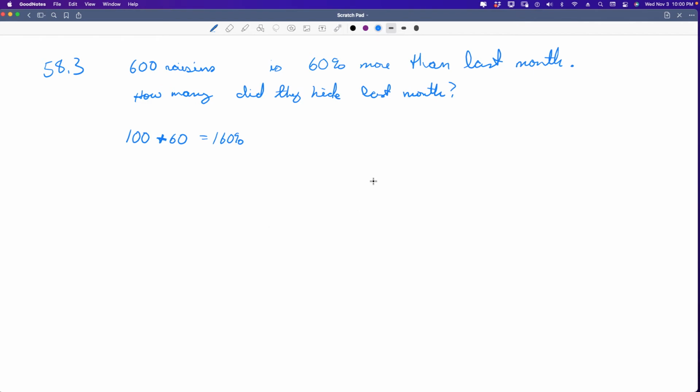So if 600 equals 160%, we know we can take that 160 and turn it into a fraction like this. And then we can put this over x because we don't know what this was. But we can solve it like this through cross multiplication because we know we can do that. So let us find out. X times 160 is 160x. And then this is going to be 600 with 2 more zeros.